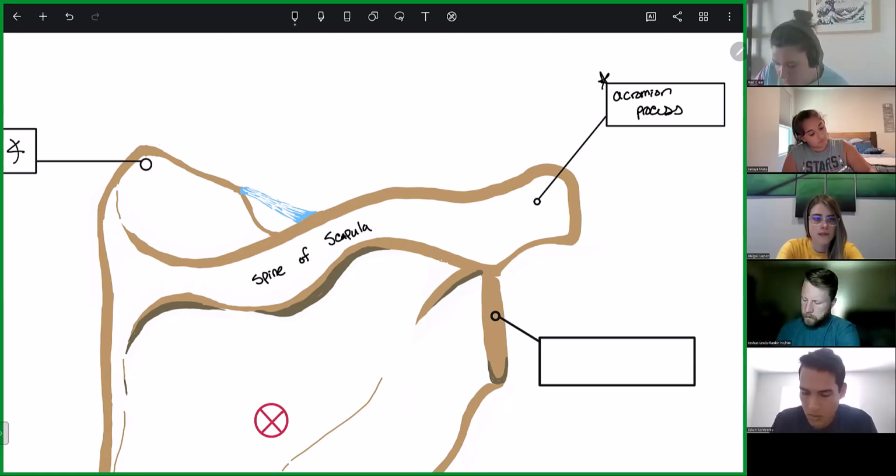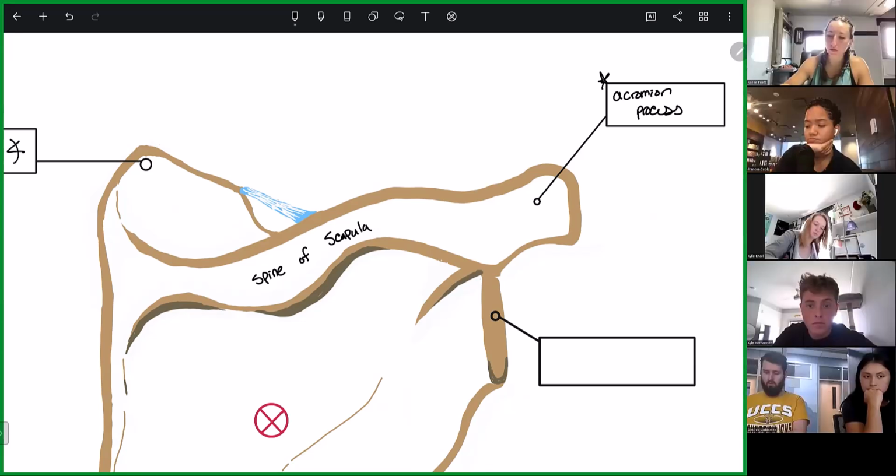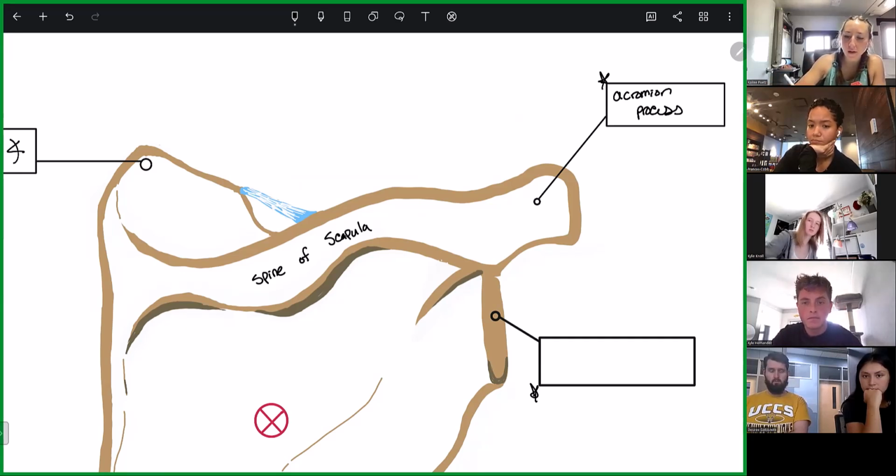And then, Kyle, could you tell me what this one is? So is that the lateral border? Maybe not the lateral border. Maybe my drawing isn't good enough. This will be an articulation site.